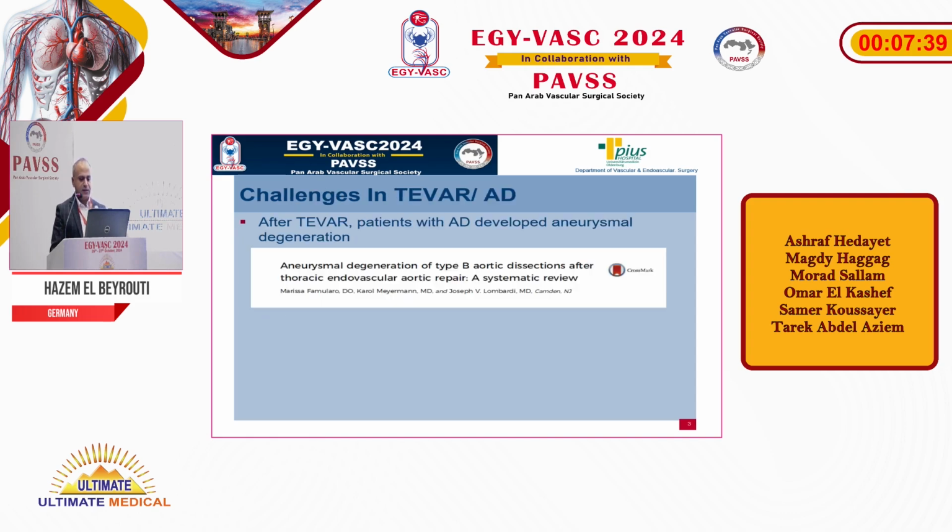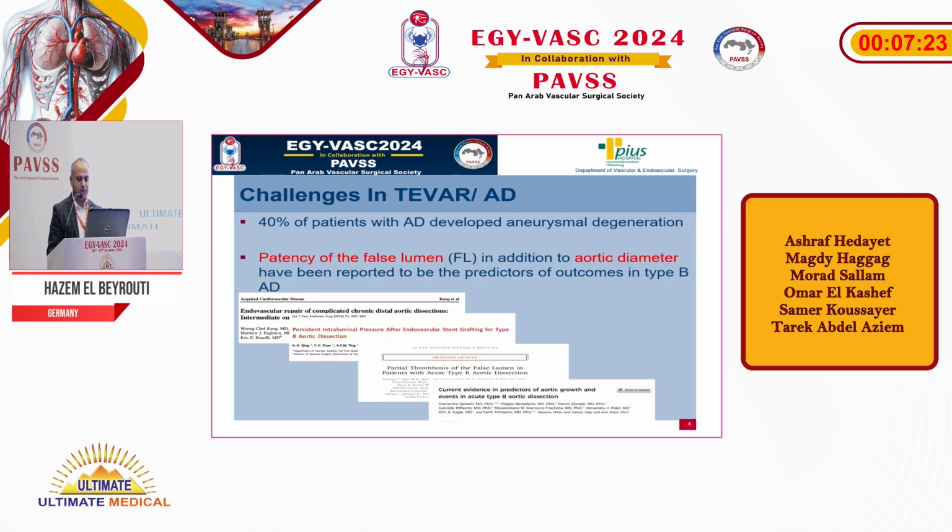Aneurysmal degeneration occurs in 40% of patients after TEVAR for aortic dissection. Patency of the false lumen and aortic diameters are predictors of outcome in type B aortic dissection.